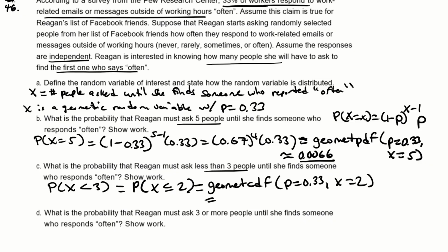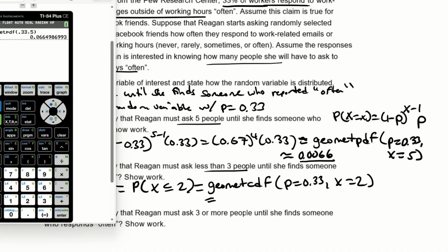All right, here we go. So we're going to second, and then vars, and then we're going to go down to geometcdf, the very last one. 0.33, and the x value is 2. Okay, so we got 0.5511.